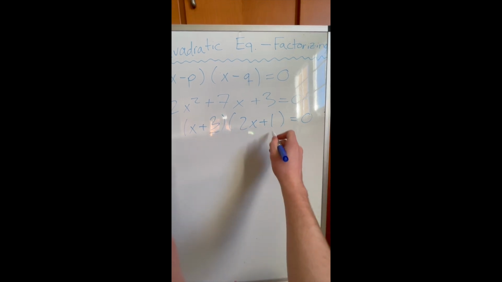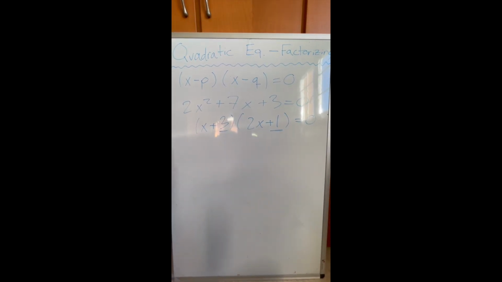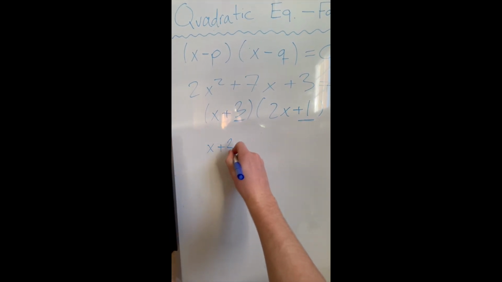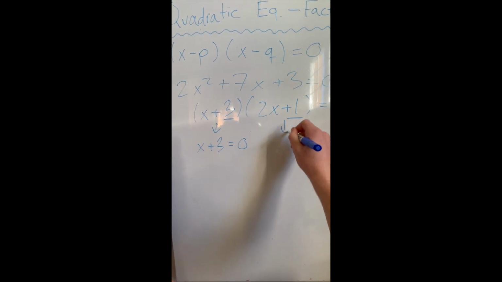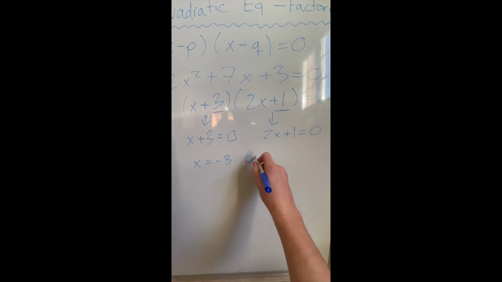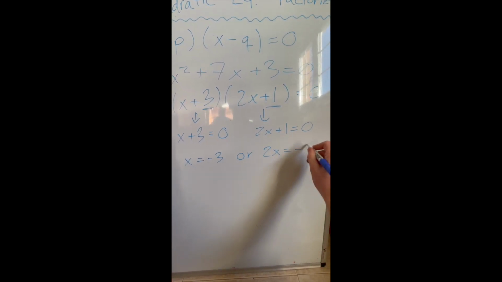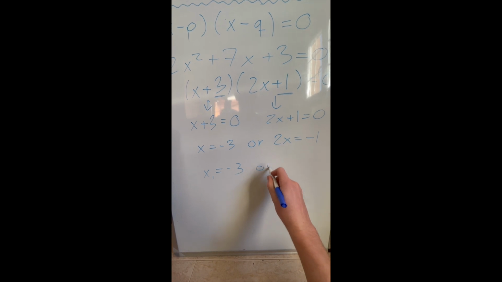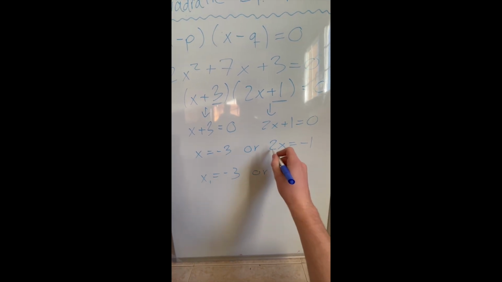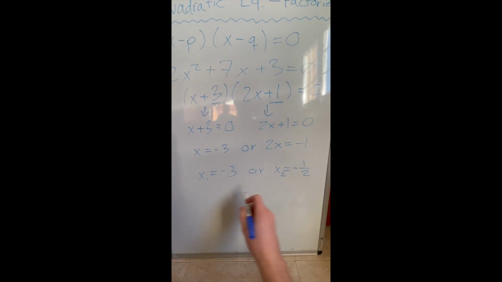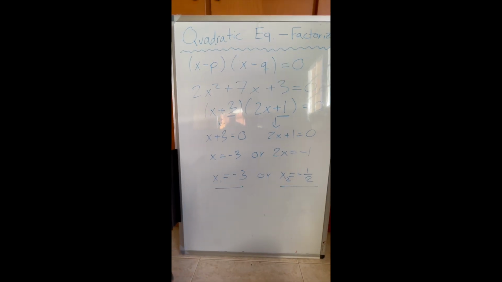Once we have our p and our q values, we can directly solve it using the zero product property. x plus 3 is equal to 0, or 2x plus 1 is equal to 0. x is equal to minus 3, or 2x is equal to minus 1. x is equal to minus 3, that's our first solution, or x is equal to, we pass this multiplying, 2 dividing, minus 1 half. And these are our 2 solutions for x.